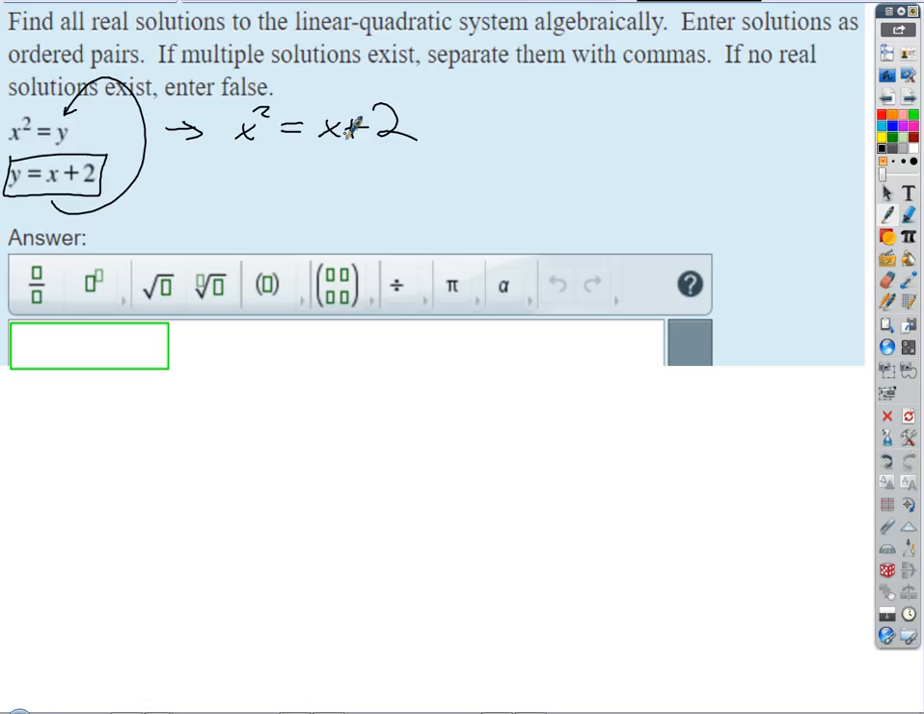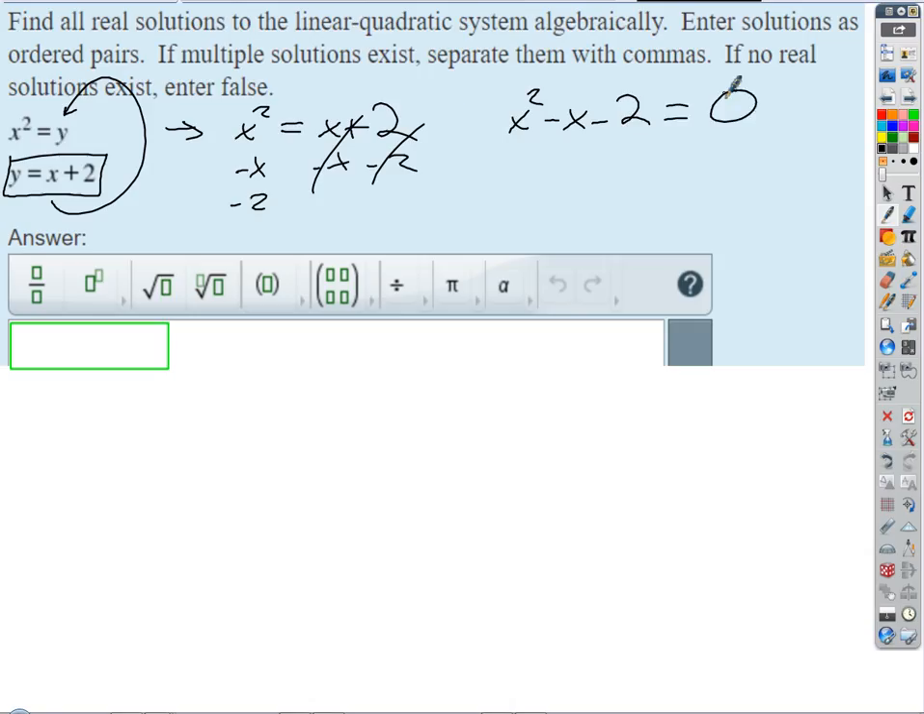Remember? I gotta put this into a certain form, right? Oh, it's been a little while. Right, I gotta set it equal to 0. I gotta put it into standard form. So if I subtract x and subtract 2 from both sides, what am I going to get? Well, I'm going to get x squared minus x minus 2 equals 0, right? And now what?